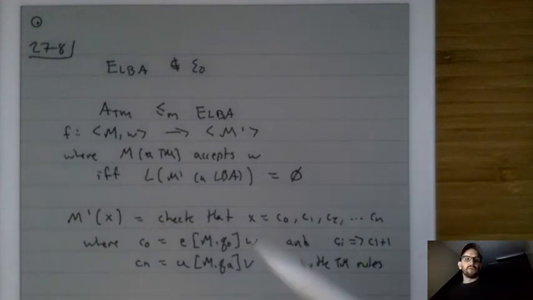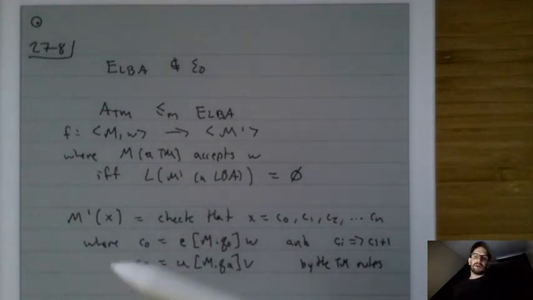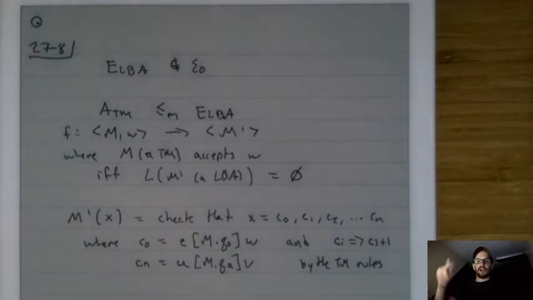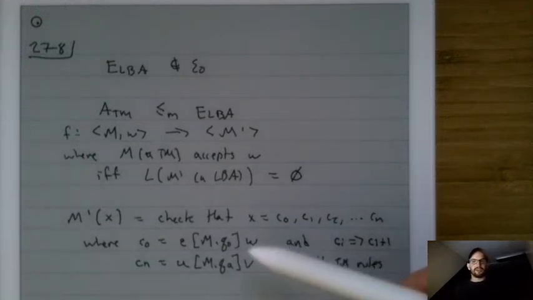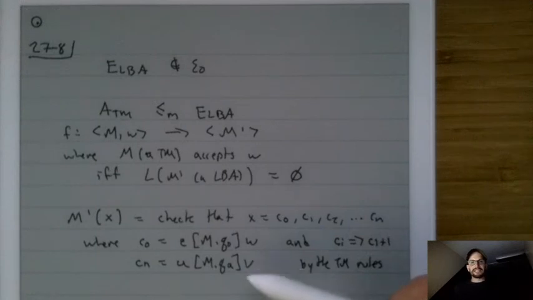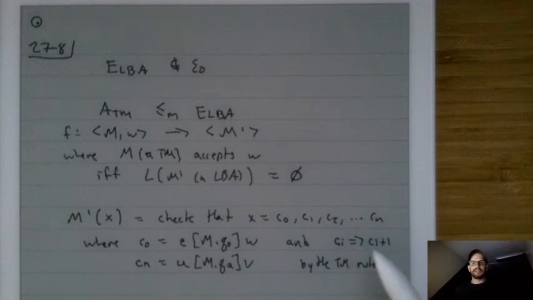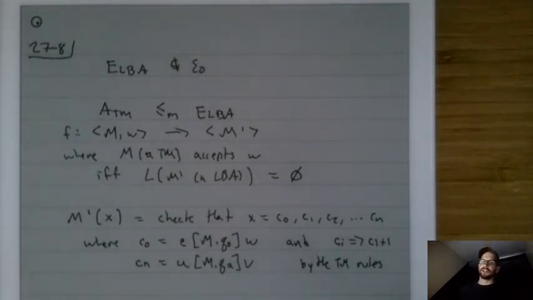Okay, so essentially what M' does is it is an LBA that takes as input a trace of what a Turing machine does. It verifies that the first configuration is the one that it's supposed to be, the start state. It verifies that the last one is getting to the accept state, and then it makes sure that every transition is valid by the Turing machine rules for M. So essentially, M' doesn't simulate the Turing machine. Instead, it checks to make sure that a simulation that you provide is accurate.